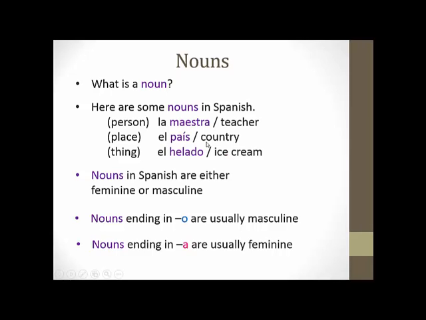Nouns ending in A are usually feminine. If you look up here at la maestra, it ends in an A, so you know that the teacher is a female. That is the usual rule. So if the noun ends in A, you know you have a feminine noun. Pause the video for a second and make sure that you fill in the next part of your note guide that asks about what letter do most masculine nouns end in and what letter do most feminine nouns end in.